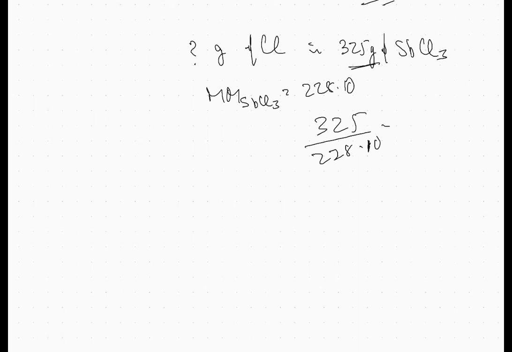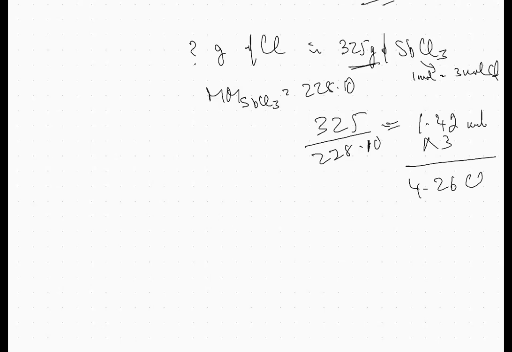We get 1.42 moles. They're asking for the grams. So 1 mole of this has 3 moles of Cl, right? If I multiply by 3, 1.42 times 3, I get 4.26 moles of Cl. For the grams, you multiply by the molar mass of chlorine, which is 35.5. Then I get 151.23. So the nearest value is the right answer.